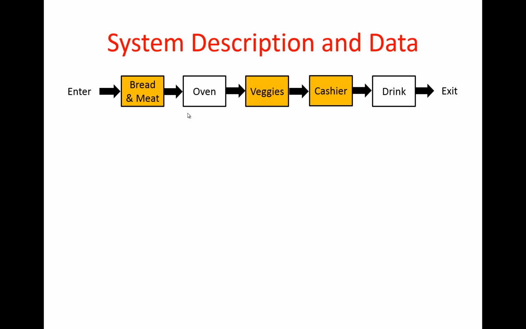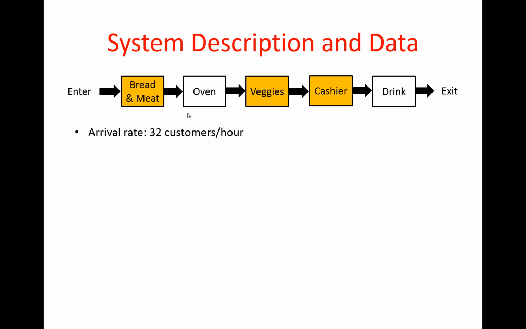the worker puts the sandwich in the oven, and the oven heats the sandwich and toasts it. And then the customers will go to the third stage, which is the veggies station, where they put lettuce, tomatoes, and other types of vegetables and condiments on their sandwich. Once the sandwich is ready, the customers pay at the cash register, and after the payment is complete, the cashier puts the sandwich in a bag, and the customers then go to the drink machine and get their drink, and then they leave the system.